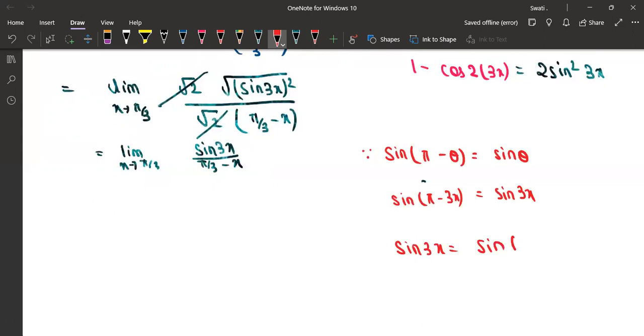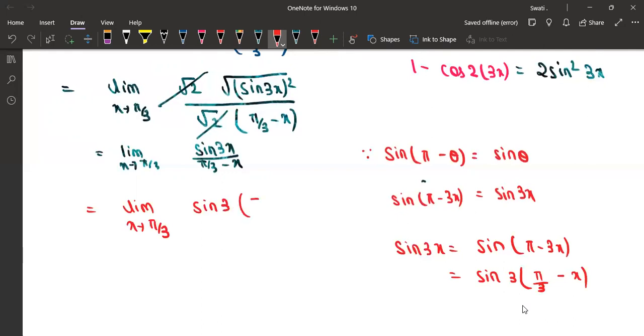So pi minus 3x. Now here what I'm going to do, I'm going to take 3 common. So if I take 3 common here, of course I have to divide here so that it will be pi only. And from here I have of course taken 3 outside, so just x, right? So I can write down this as limit x tends to pi by 3 sine 3 times pi by 3 minus x. That I can write down. And upon pi by 3 minus x here as it is.